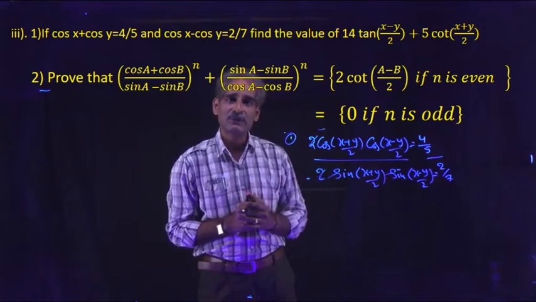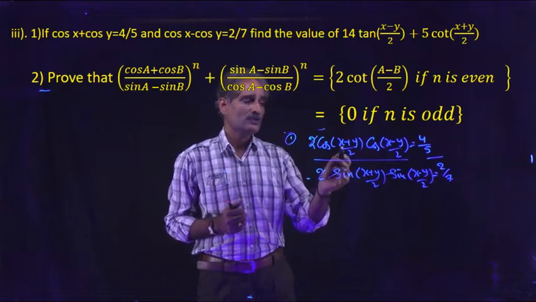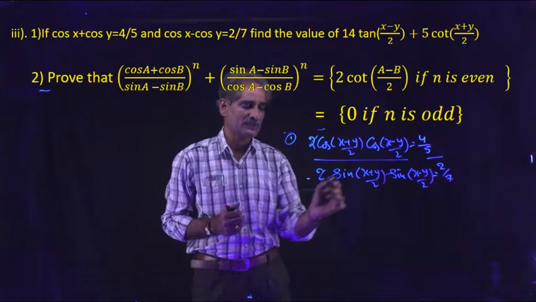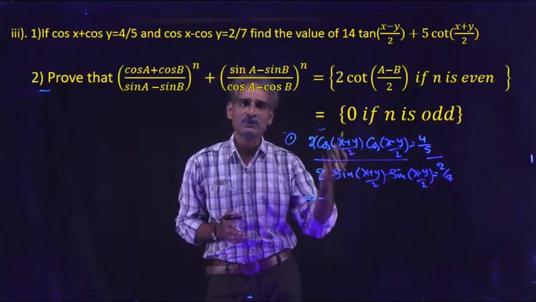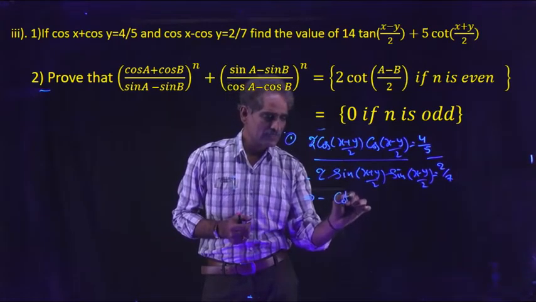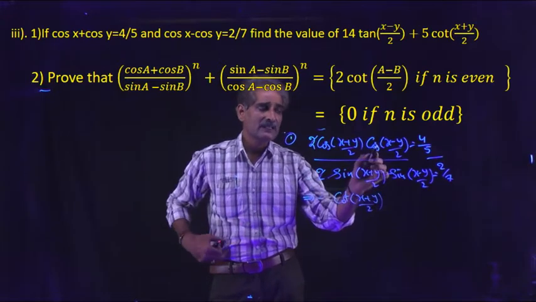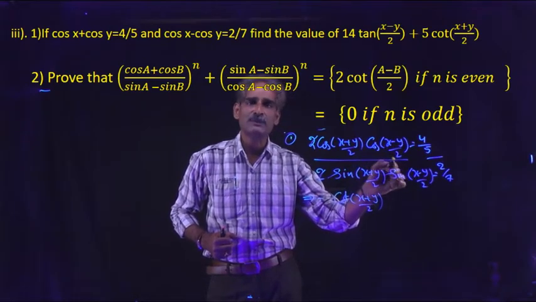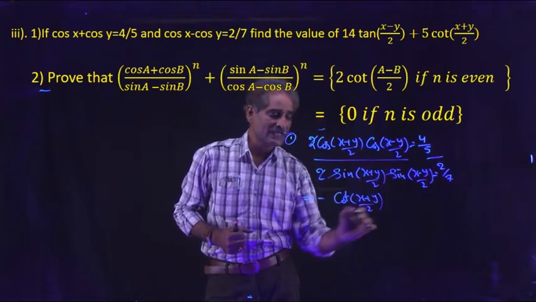Just observe the function for the (x-y)/2 angle. For (x-y)/2 the required function is tan, and for (x+y)/2 it is cot. In the case of (x+y)/2, cos((x+y)/2) by sin((x+y)/2) gives cot((x+y)/2), and there is a minus sign. Again, cos((x-y)/2) by sin((x-y)/2) is cot((x-y)/2). But in the required expression it is tan((x-y)/2), so you can write 1 by tan((x-y)/2).